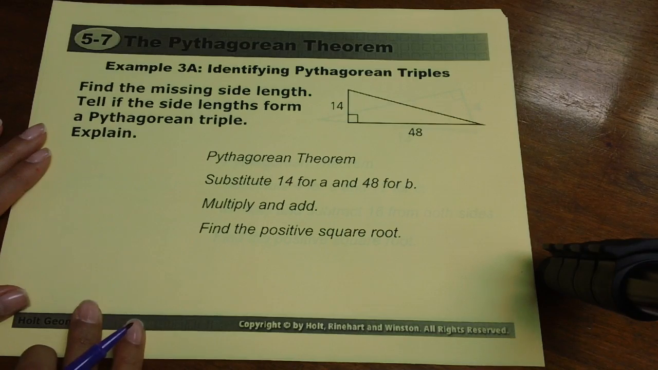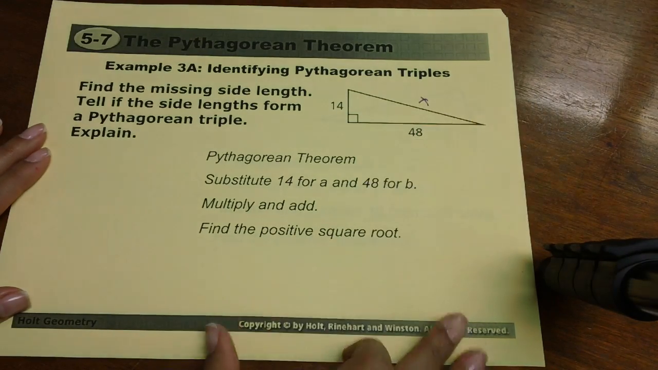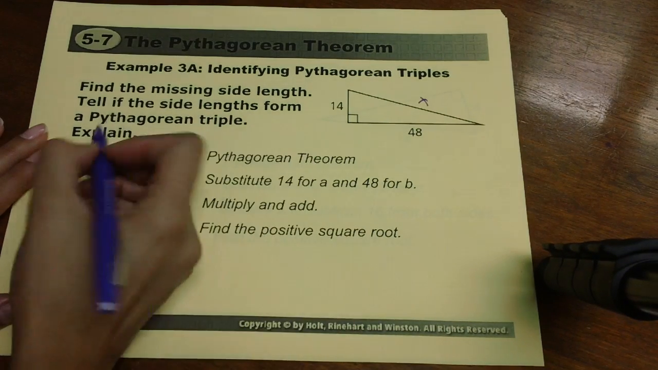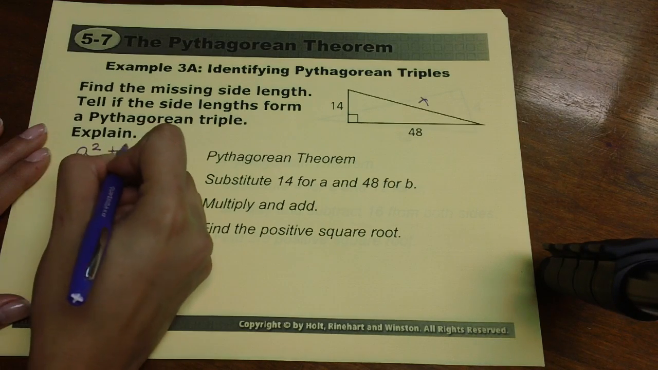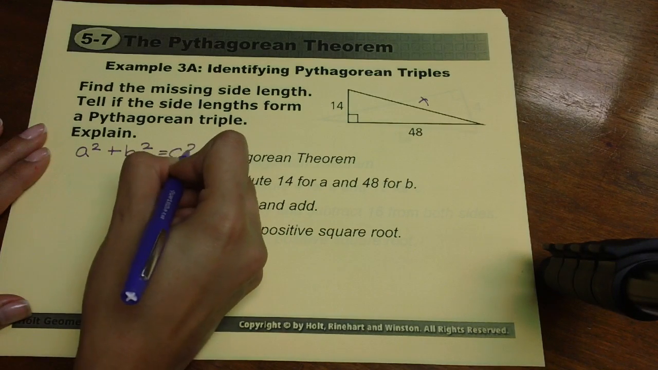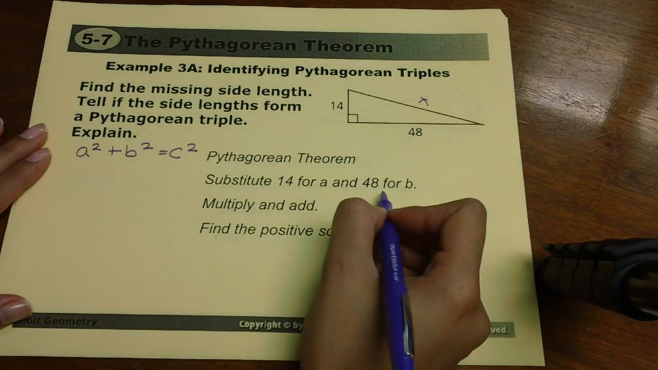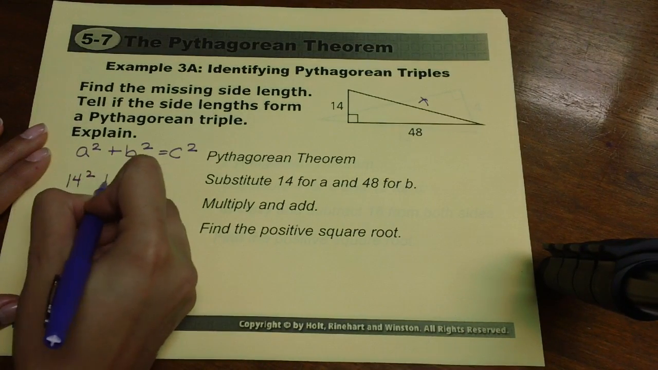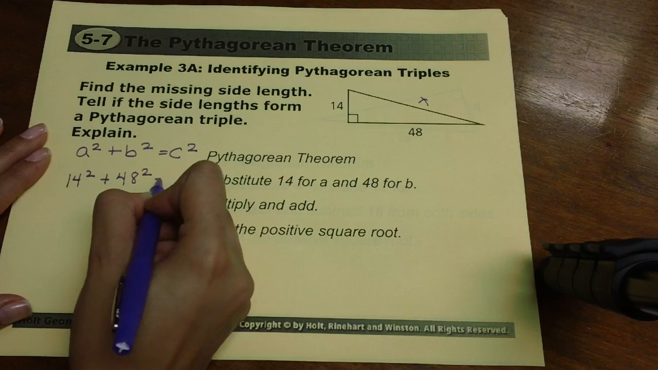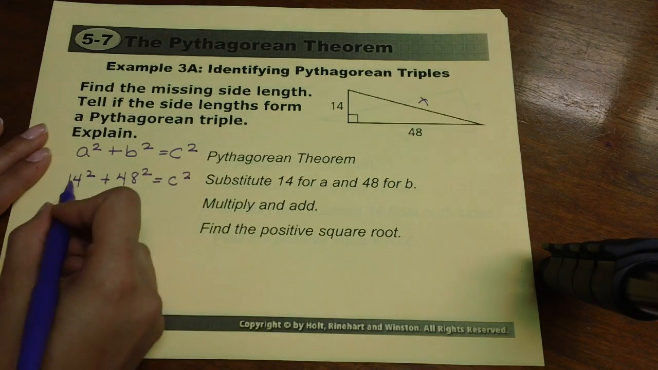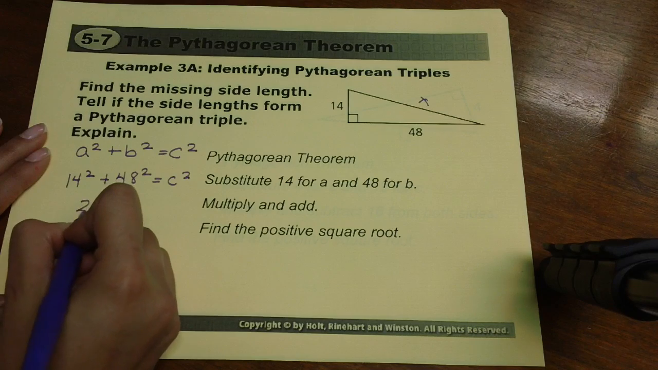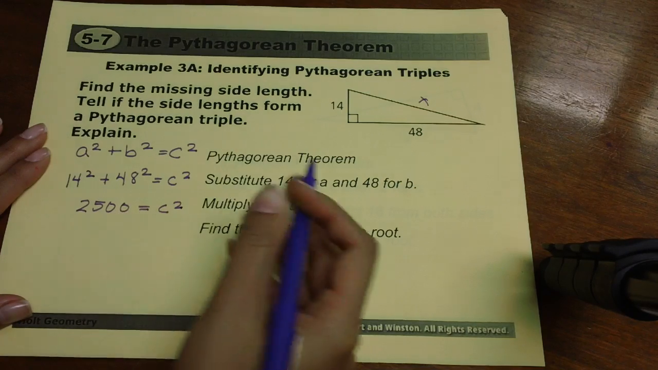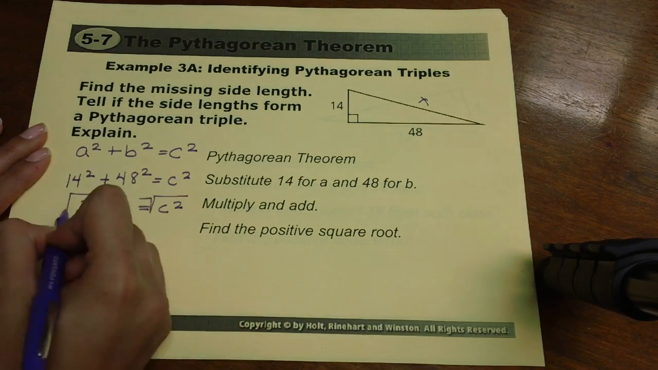This question is asking you to find the missing side length, so this length here, and you need to tell if the side length forms a Pythagorean triple. So Pythagorean theorem, like we said before, is a squared plus b squared equals c squared. We're going to substitute 14 for a and 48 for b, so we have 14 squared plus 48 squared equals c squared. 14 squared plus 48 squared gives me 2,500 equals c squared. Find the square root of both sides.